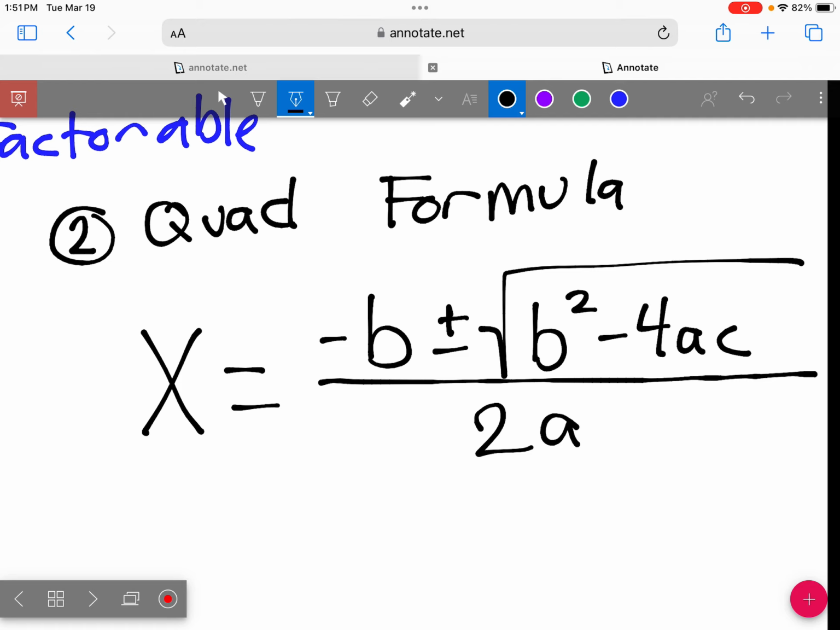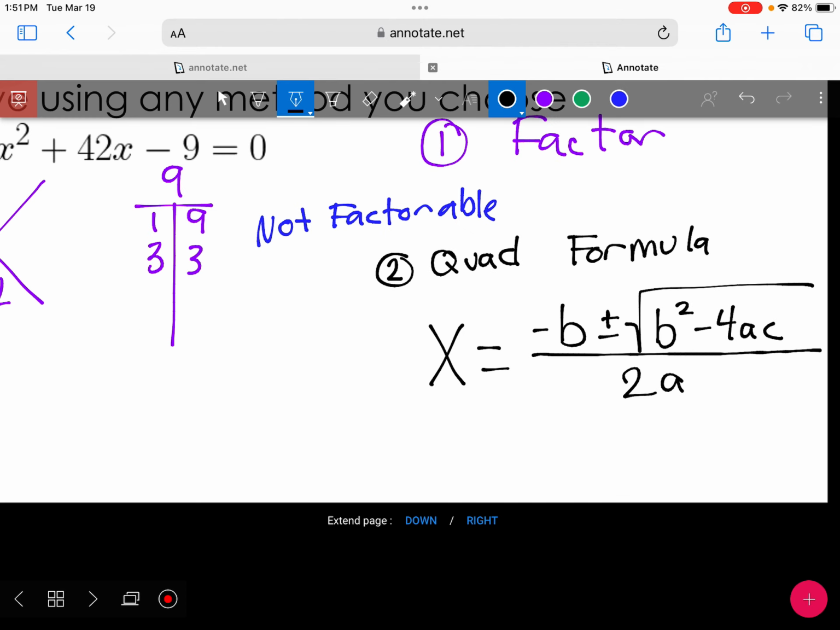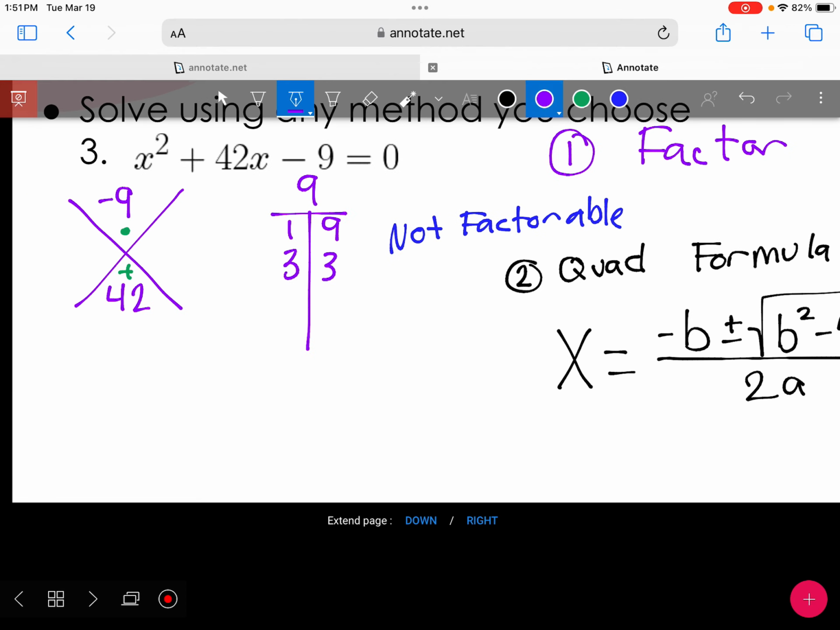So what we're doing here is we're going to take our A, B, and C values here. What are our A, B, and C values? 1, 42, and negative 9. So make sure we pull the signs.